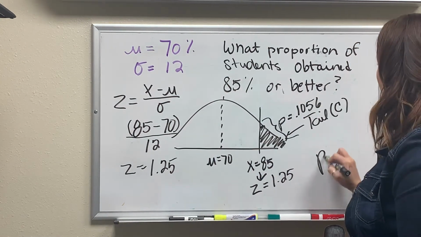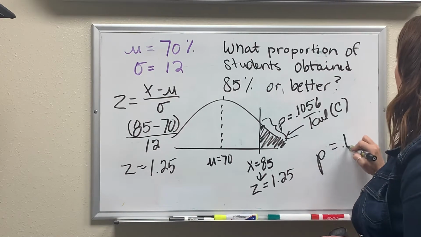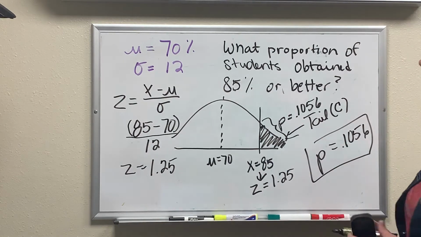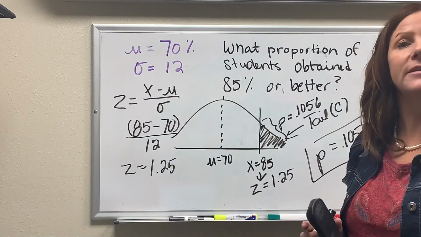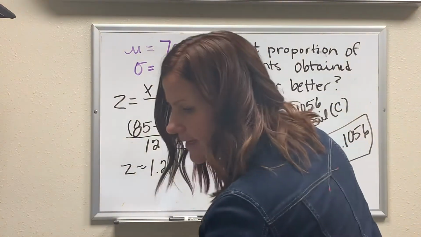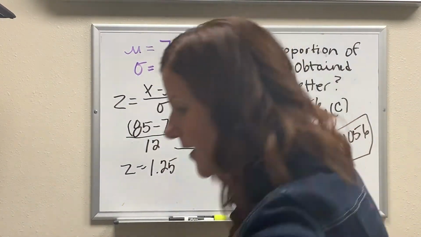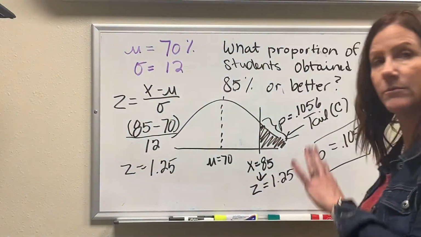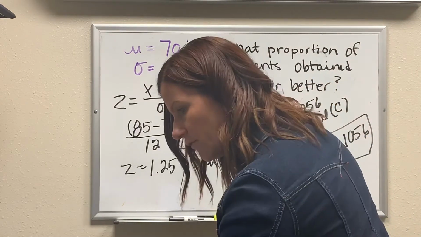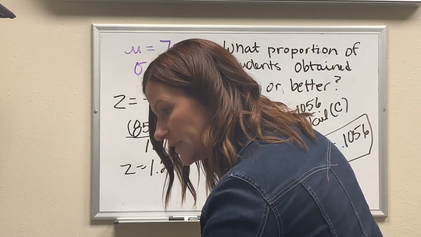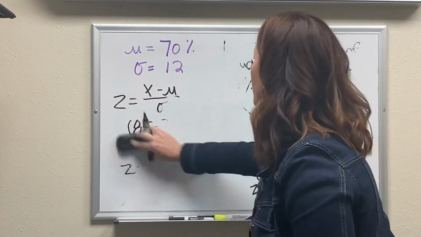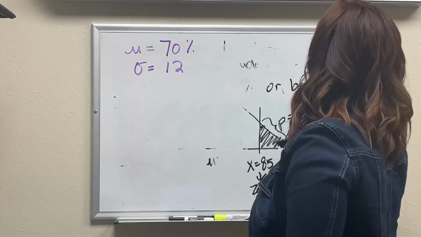So that is the proportion of students that falls at 85% or better with a mean of 70 and a standard deviation of 12. Okay, so that's the first example. I'm going to try a different example for you, and I'm sorry that this is choppy. This is the best I could do. So we're going to look for, very specifically, percentile ranks now. So this changes things just a little bit.